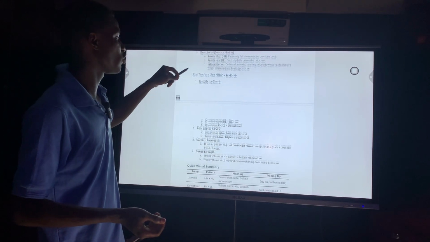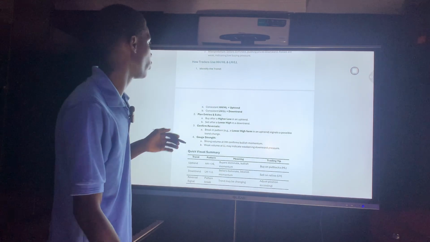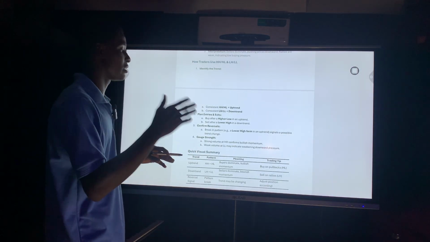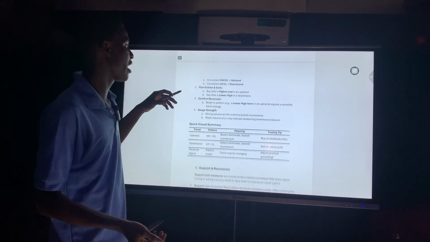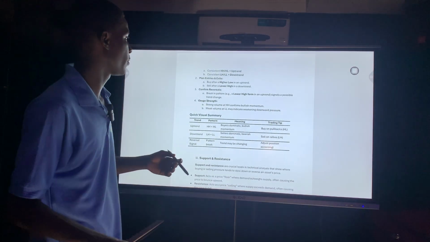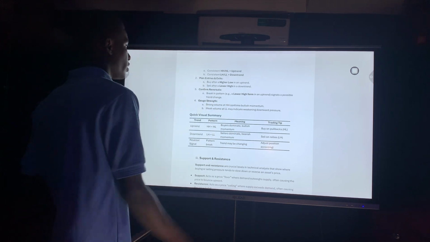So how do traders use HH/HL or lower high/lower low? First of all, you need to identify the trend. A consistent higher high/higher low pattern is an uptrend. Consistent lower high and lower low is equal to a downtrend.